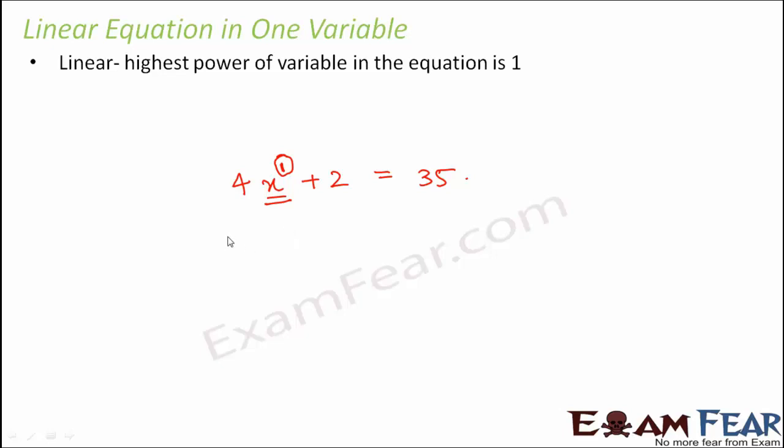Let us look at a few more examples. Take 5 by 4 into x minus 4 is equal to 0. How many variables do we have? One, that is x. What is the highest power of x? That is 1. So here also the highest power of the variable is 1, so this is also a linear equation.